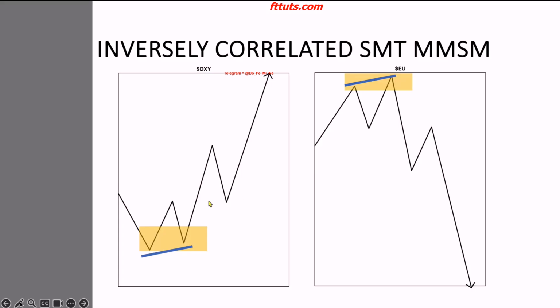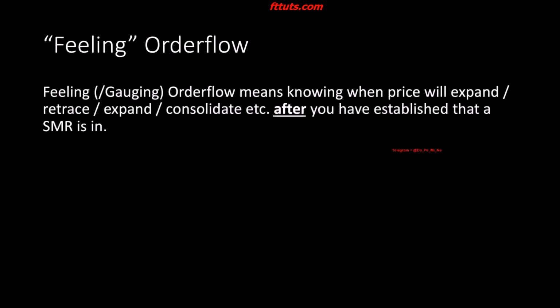Here we can see the SMT outlined, where the dollar creates a higher low, whilst Euro creates a higher high. We're now going to take a look at the next topic of this lecture, the next edition, so to say. This topic is going to be about feeling order flow. And you might be wondering, what does feeling order flow mean? Well, feeling order flow is the following.